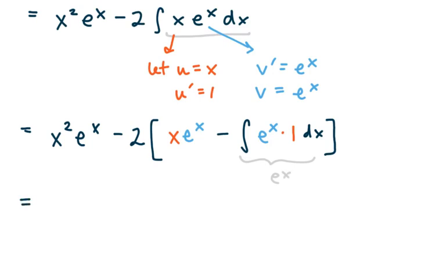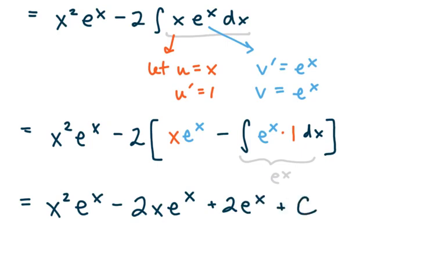So finishing this problem, I have x squared e to the x minus 2x e to the x, making sure we pay attention to this distribution, negative times negative, right here, that's going to become a plus 2. And then the integral of this last piece is just e to the x. So we can write our plus c. That is our final answer.